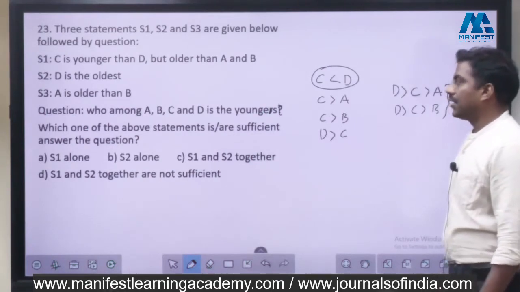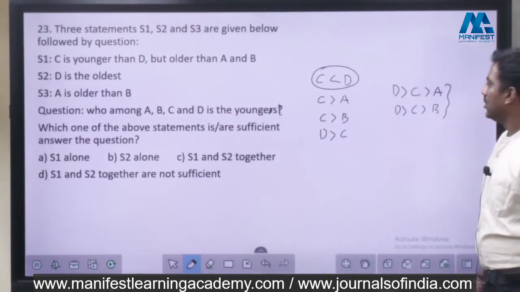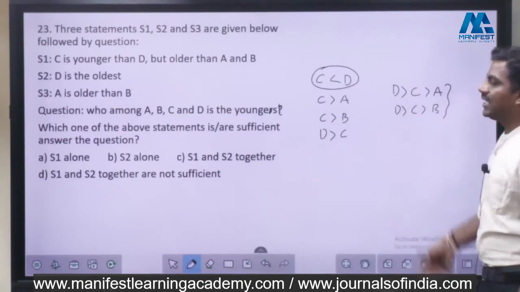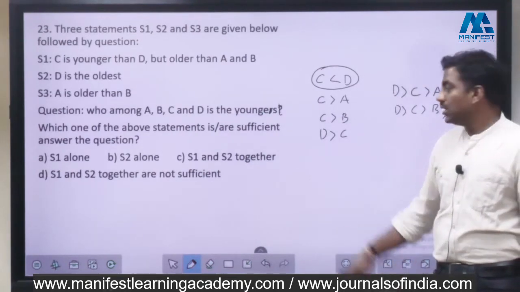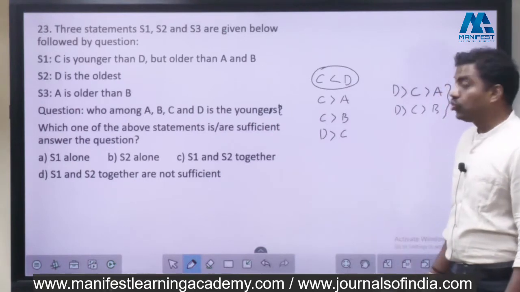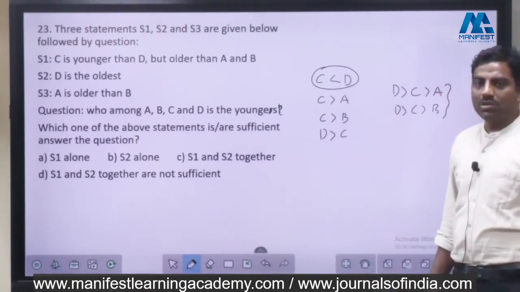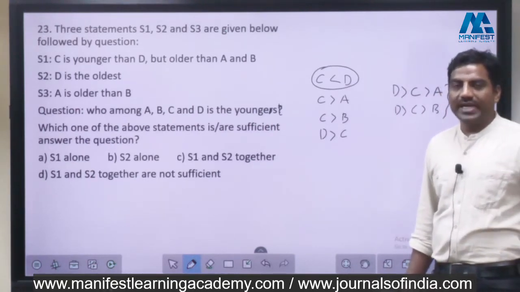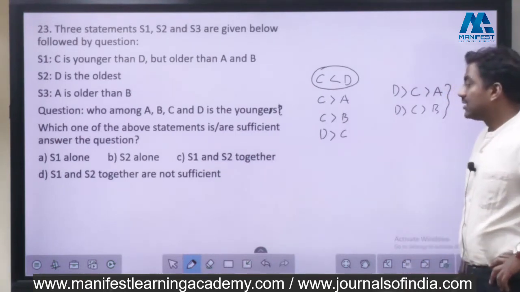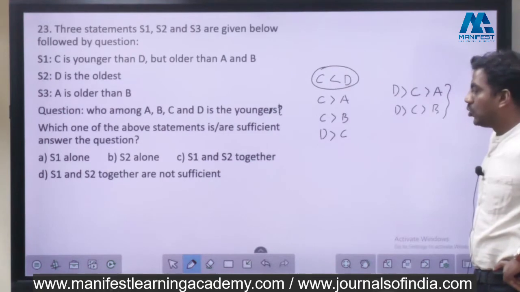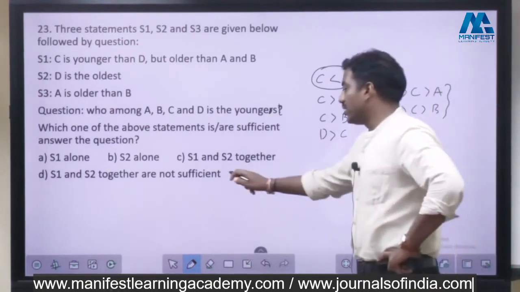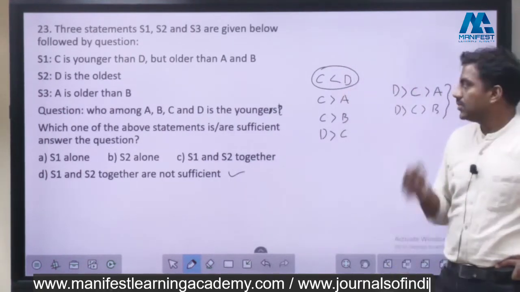S1 and S2 together. Already we have determined that D is the oldest. So what is the fun in going with statement 2? So statement 1 and statement 2 together will address our problem of determining who is the youngest? No. Even S1 and S2 together cannot. So S1 and S2 together are not sufficient to answer our question.